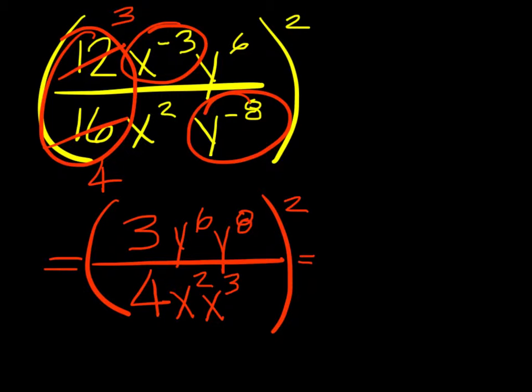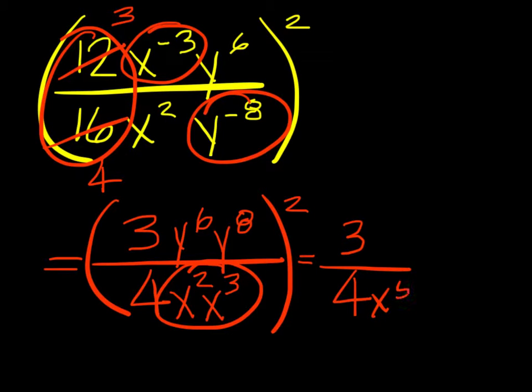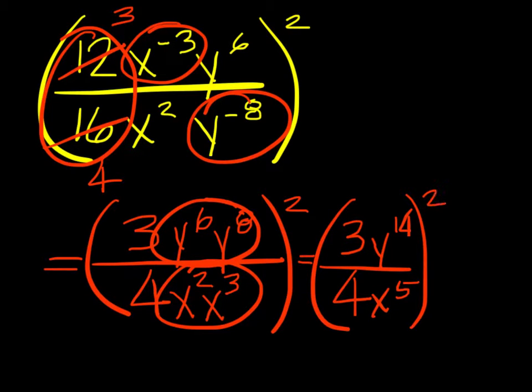Simplify inside the parentheses, 3 over 4. On the bottom, you have x to the fifth power. And then on the top, y to the 14th. But you still have to square everything. That would give you 9y to the 28th over 16x to the 10th.